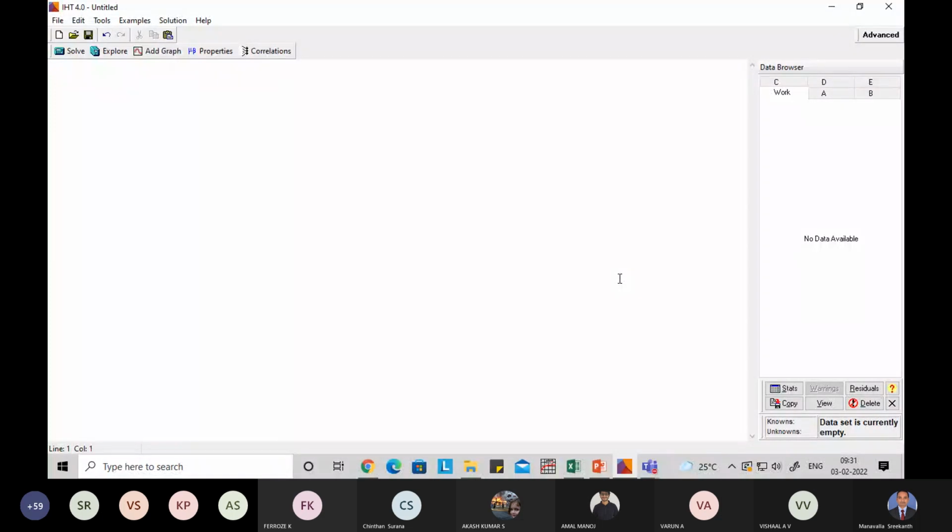Are you able to see the screen of this interactive heat transfer software? Yes, sir. Now, as I said in the last class, it's very convenient to solve equations. Now I will take a simple equation and show how this particular software easily solves it. Did I solve some equations in the last class? No, sir. Maybe I did. Okay, fine, no problem. I will solve it.